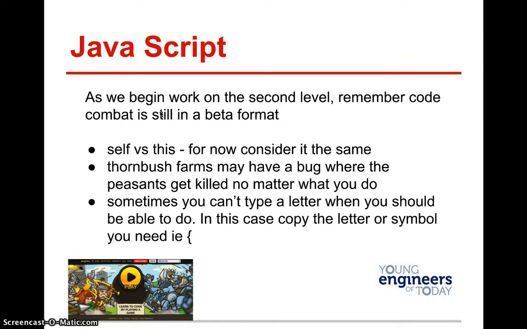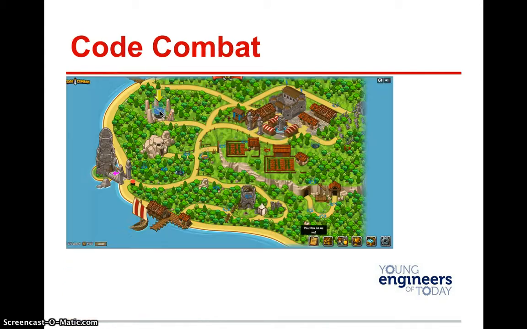Now, as we begin work on the second level, remember CodeCom is still in beta format, meaning there are some issues. Thornbush Farms has a bug in it. Sometimes you just need to refresh multiple times or double check your code. Sometimes things are completely right and it just doesn't work. You may need to copy and paste it from somewhere else.